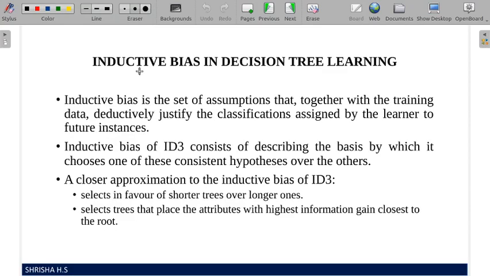In this section, we'll talk about inductive bias in decision tree. So, what is inductive bias? To say in simple terms, because of the way we are constructing our tree, or because of the way we are constructing our hypothesis, there is some tendency.